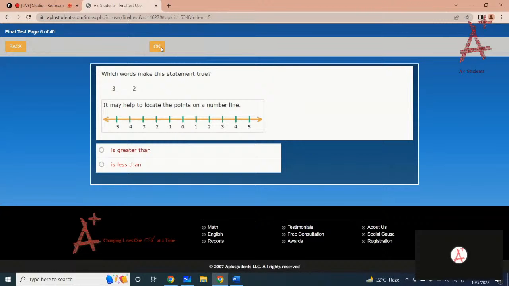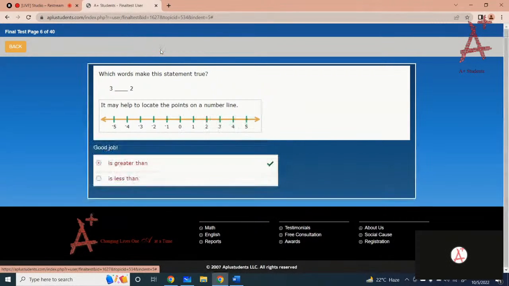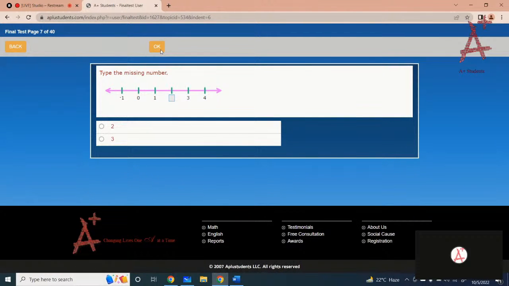Okay, which words make the statement true? 3 is greater than 2 or less than 2? Very good, 3 is greater than 2. Got it? Type the missing number. So which number is missing, 2 or 3? 2 is missing because 3 is already on the number line. Got it? So 2 is missing.